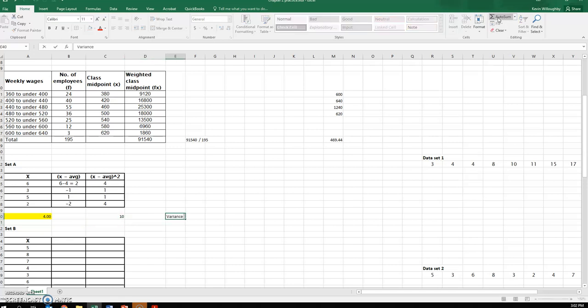And the variance is going to be 10 divided by 4, 4 because there's 4 pieces of data. There's 4 x's. So the variance here in this case is 2.5.